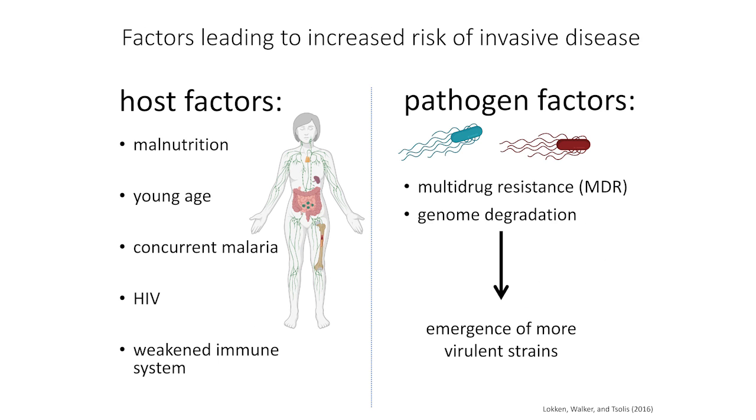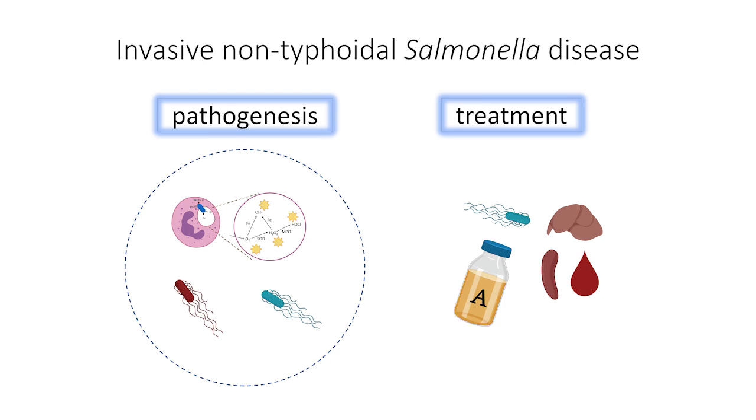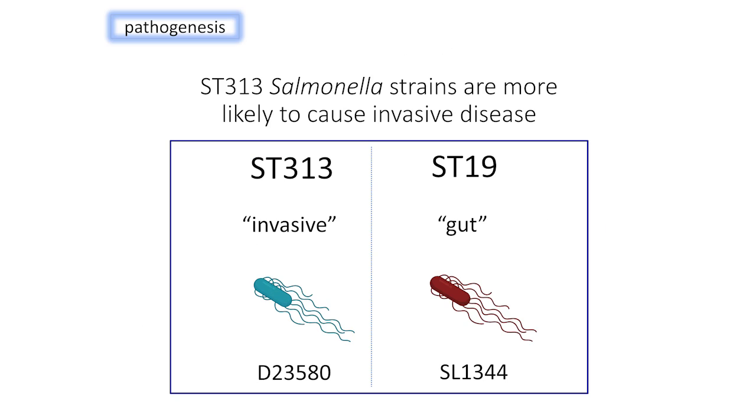Part of the reason why the mortality rate is so high is due to antibiotic treatment failure, and this relates to both host factors and pathogen factors. I focus on the host factor malnutrition and the pathogen factor of genome degradation. First, I'd like to share about the findings on pathogenesis. There are two sequence types I've been studying. ST313 is more prone to cause invasive disease, and ST19 includes strains that are more prone to cause gut disease. And I focus on D23580 and SL1344.